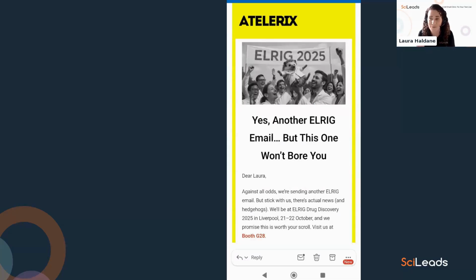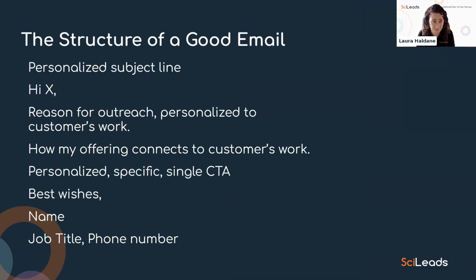So you really needed to rise above the noise. So what we're going to talk about today is how we could have done that better so that we can do better going forward, not just for trade shows, but for all of our cold outreach and sort of what works, what doesn't work, and what is particular to scientists.